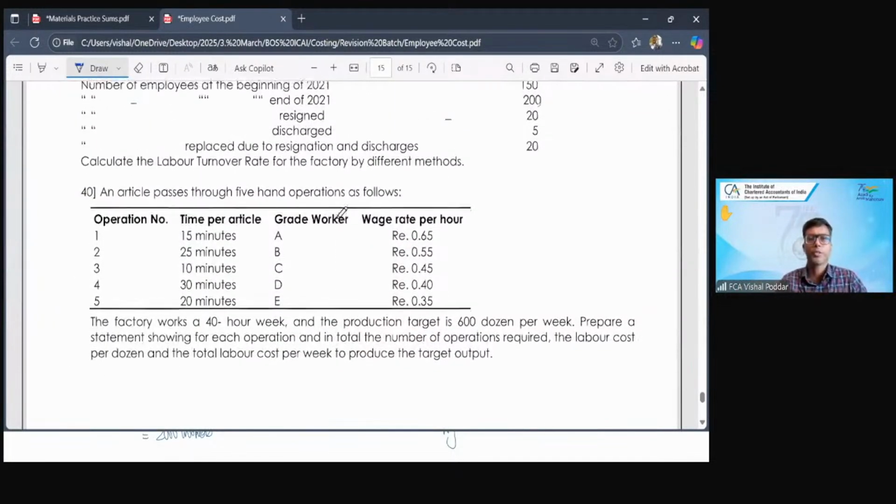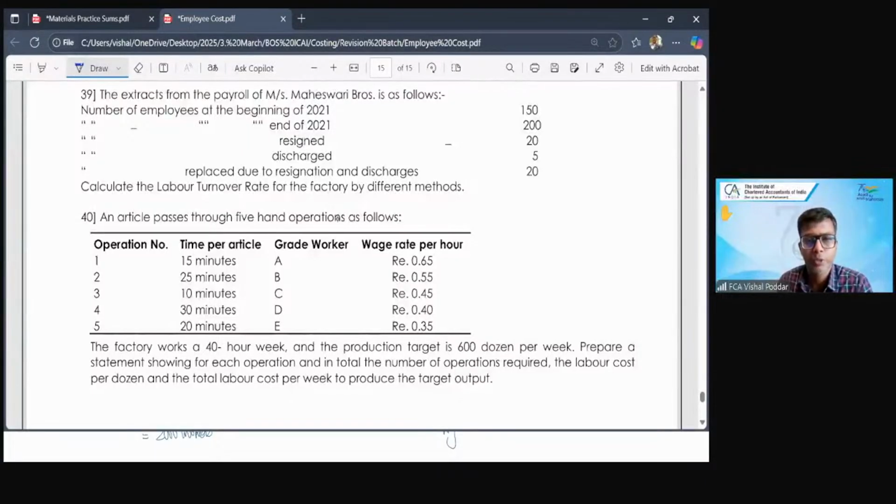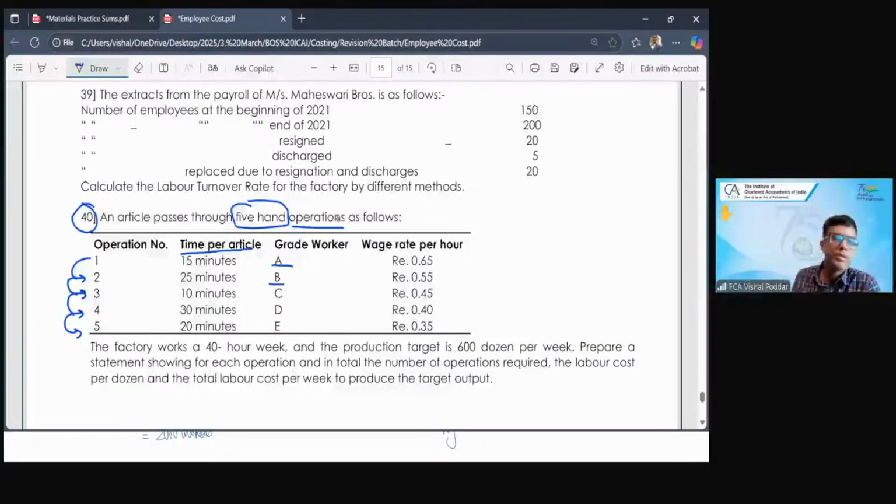So, good question. One more last question, students. An interesting one. Need some slight focus, pay attention. An article passes through 5 hands, operations. So it is like a process. From 1 it goes to 2, from 2 it goes to 3, 3 to 4, 4 to 5. Now, the time required per article in each of these processes is given. The worker who is working in these is given.